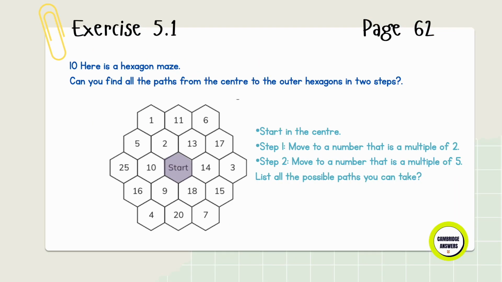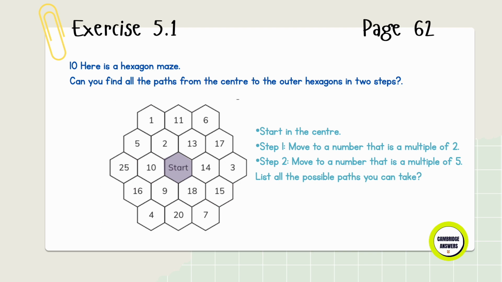Ready for a hexagon maze adventure? Let's start at the center where it says Start. Here's our challenge. Step 1. Move to any number that's a multiple of 2. Step 2. From there, hop over to a number that's a multiple of 5.